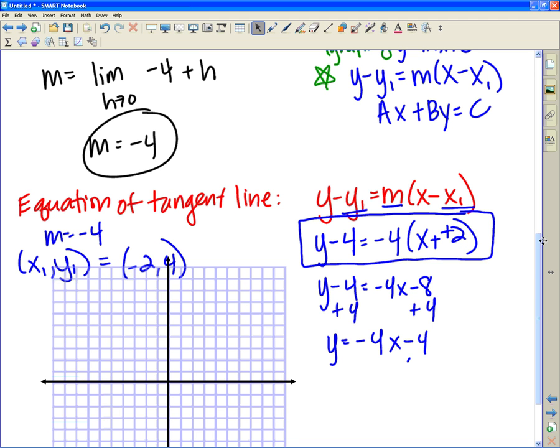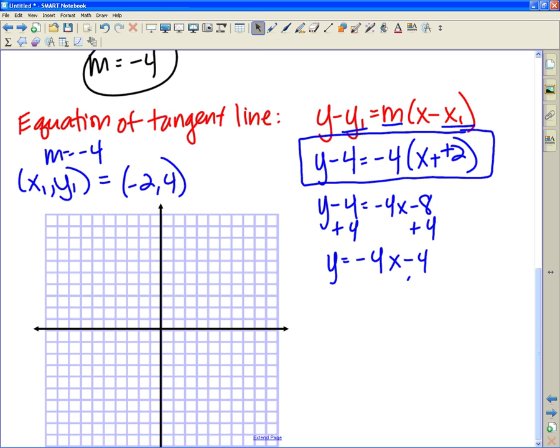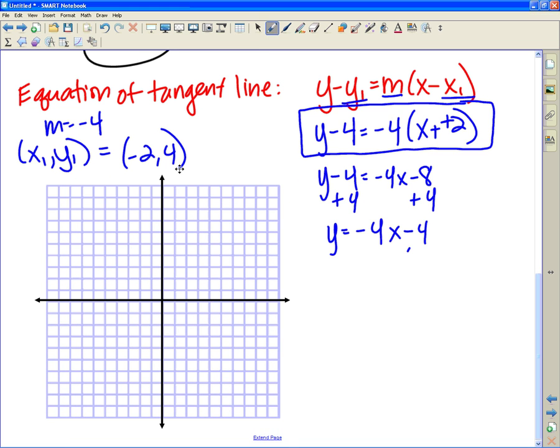Okay, the last step is to graph both the function and the tangent line. The reason you're doing this is to really get a clear picture of what's going on. First, we want to graph f of x equals x squared, which was our function. You should know how to graph that pretty quickly because you just did a project on it. So (0, 0), (1, 1).